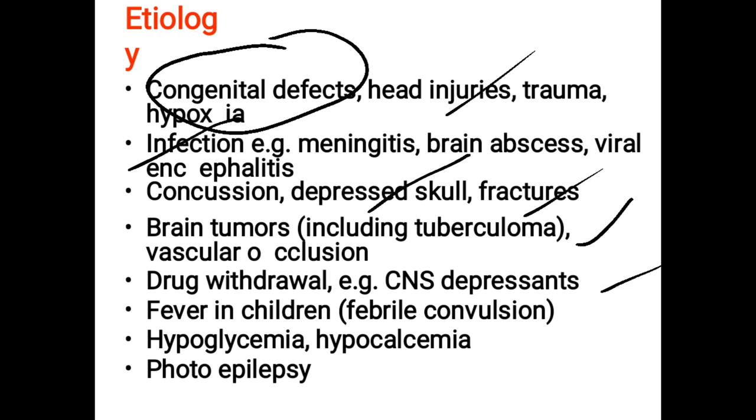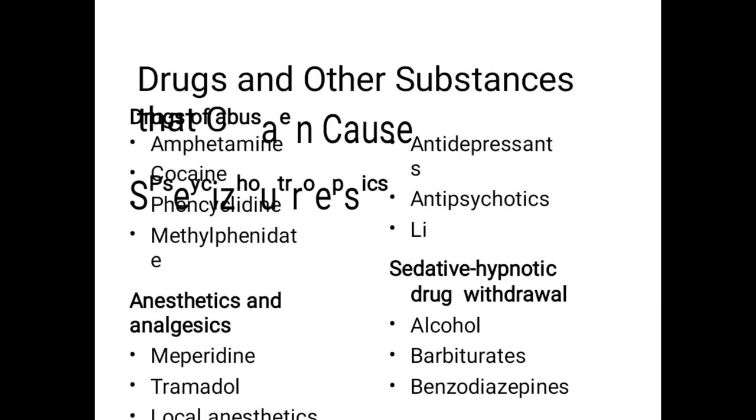Sometimes it will result due to the withdrawal of some drugs. So if we withdraw a CNS depressant drug, then also it will result in this. Sometimes in children, high fever, if it reaches the brain, it will result in such things. Then hypoglycemia or photoepilepsy. So these are some etiologies due to which epilepsy or convulsion takes place. Generally, head injury, trauma, congenital defects, fractures, viral infections. If one is taking the same depressant drug for a long time, when it is withdrawn, it will result in such conditions.